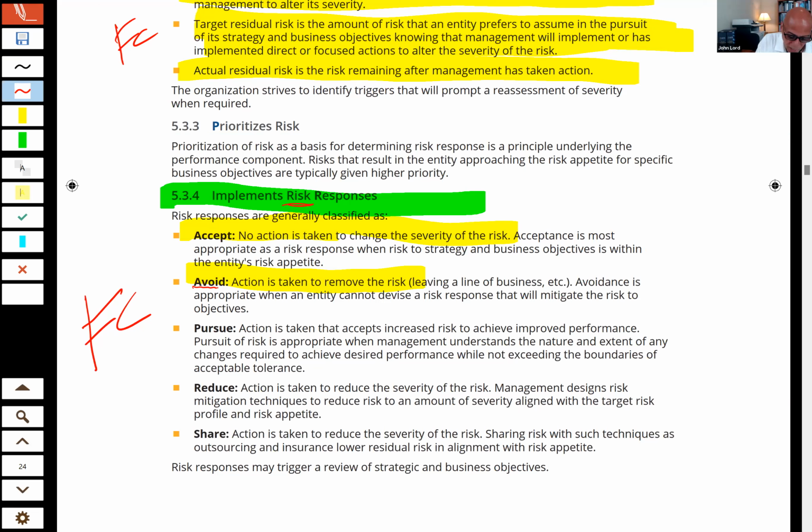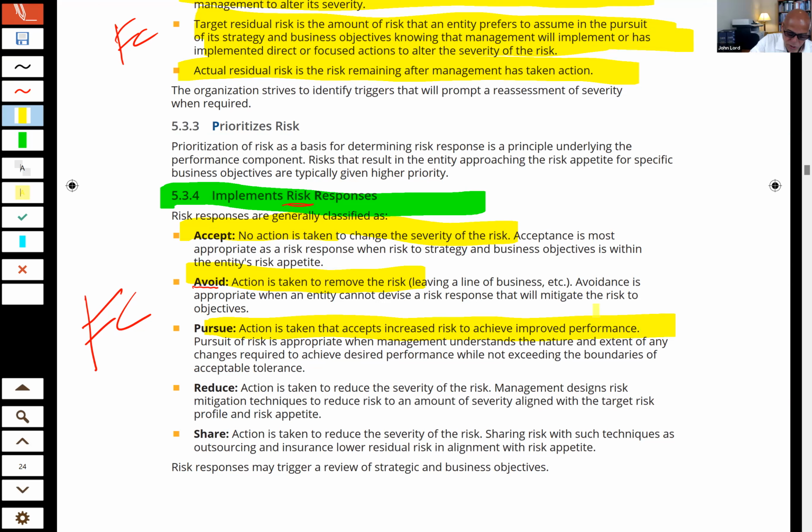You could pursue the risk. Pursue the risk: action taken that increases the risk to achieve improved performance. So what are you going to do? You're going to drive faster. Even though you're pursuing now that risk of injury by driving faster, there's a perceived benefit that you're going to get to your destination faster. By the way, the studies show that you don't really get there any faster by driving faster. You save yourself 30 seconds or something stupid, right?